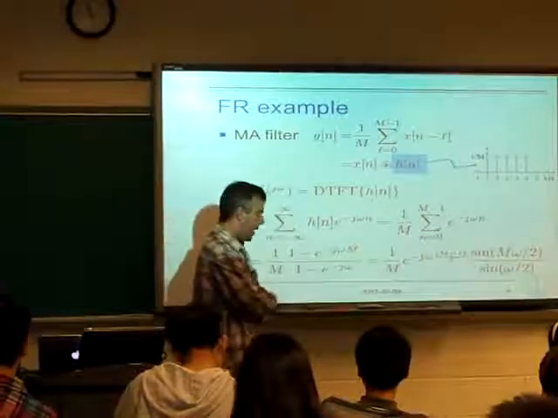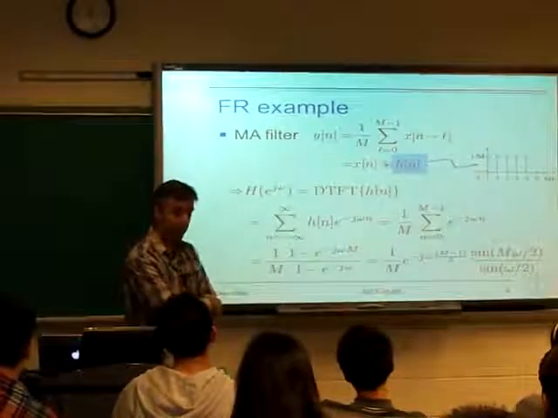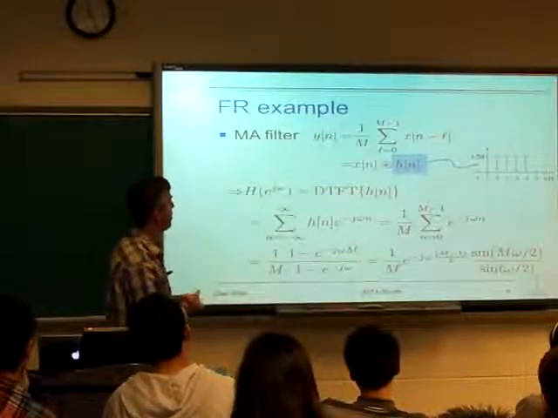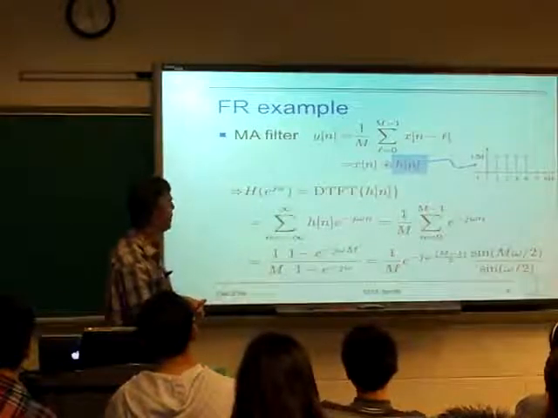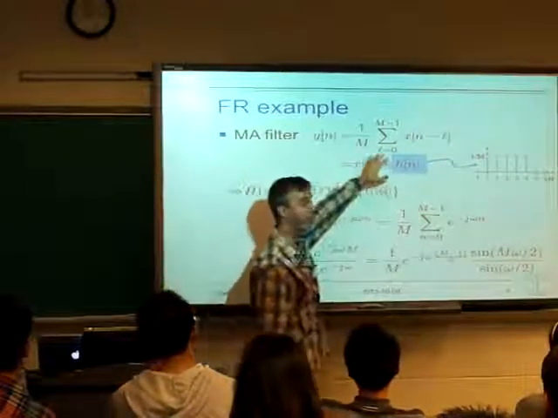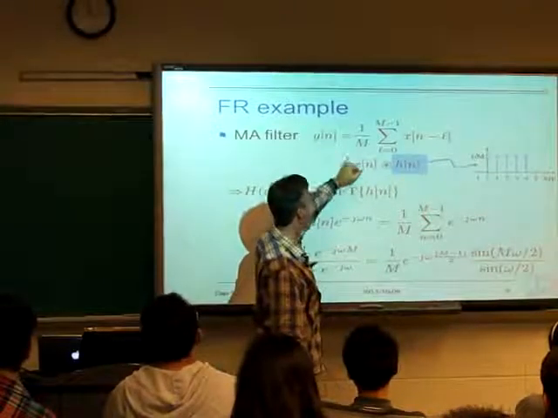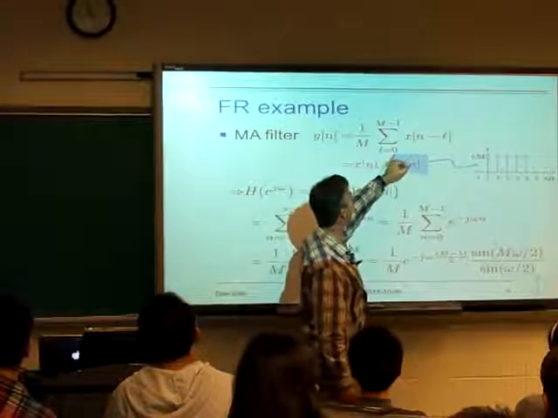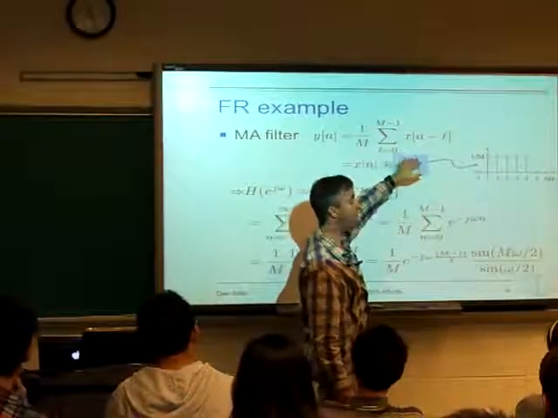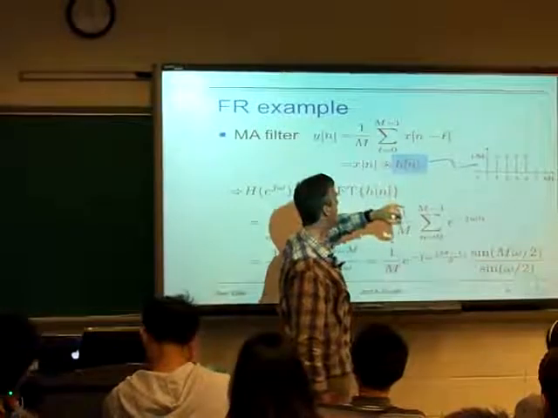Okay, so now let's look at using the frequency response to actually understand and characterize the behavior of a system. Here's an example, and we're going to use our moving average filter again, which we introduced when we started talking about time domain operations. The output y of n is the sum of x of n minus L for L equals 0 to m minus 1. So it's the sum of the most recent m points, the average of them, 1 over m.